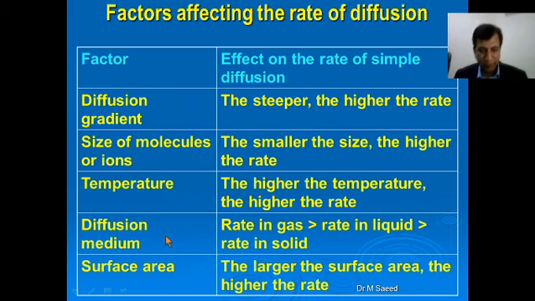Diffusion media, that is important. High rate of diffusion in gas as compared to liquid, and high rate of diffusion in liquid as compared to solid. Surface area is another very important factor. The larger the surface area, the higher will be the rate.